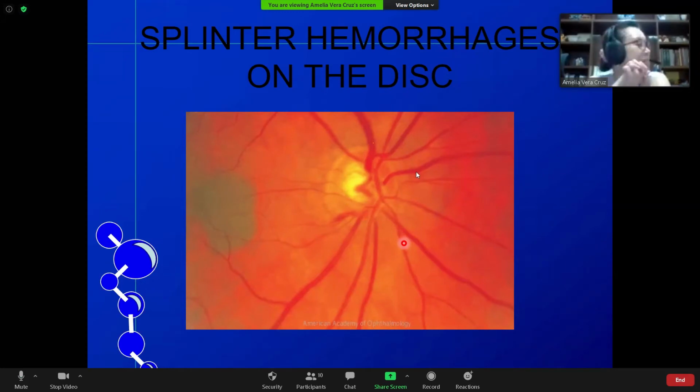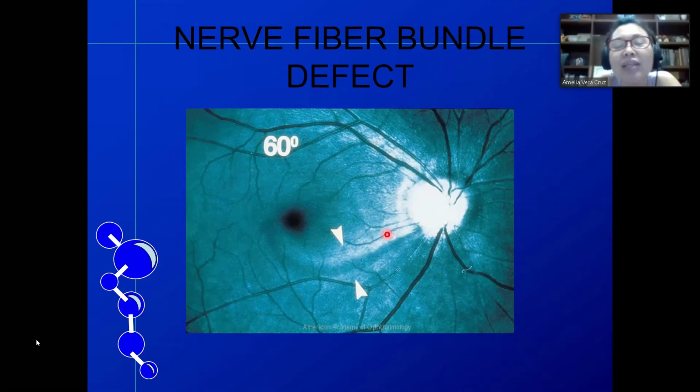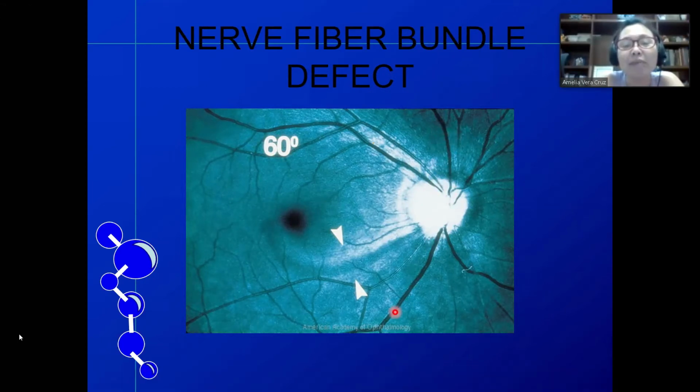0.5 pa rin. 0.5 pa rin yan. Almost similar yan sa isa. This is now, kanina, may splinter hemorrhage yun doon. O, tingnan mo ito. Yan. Wala na. Ito, wala na. Sa red free light ito, sa green light ito. Yan. Tingnan mo ang veins kasi may blood, kaya siya black.